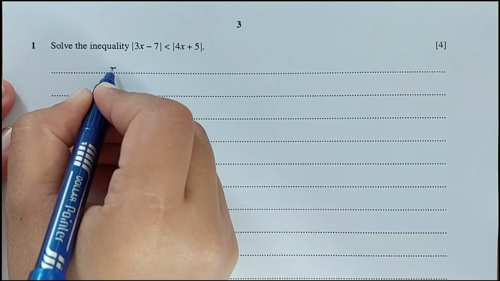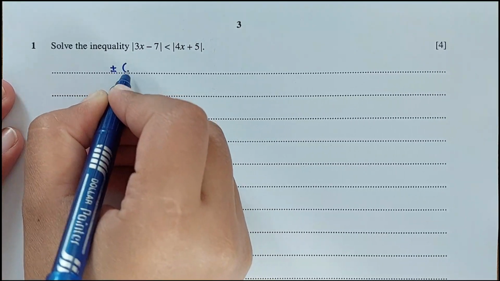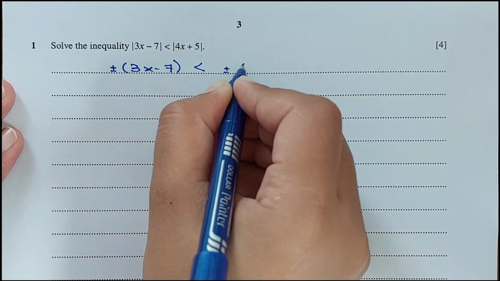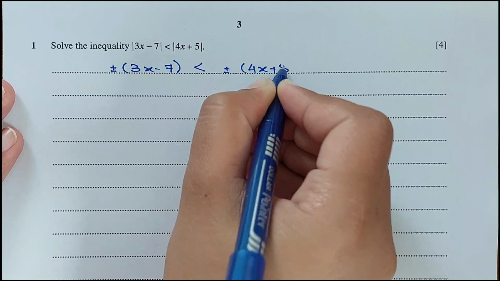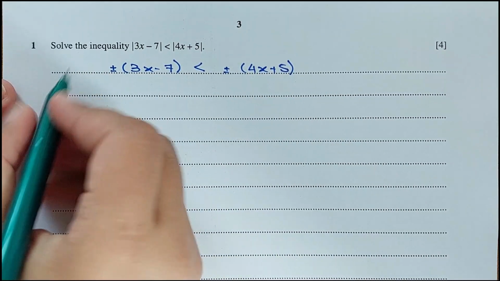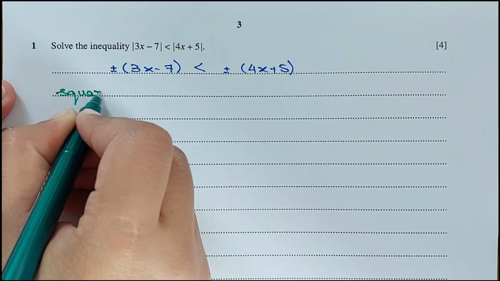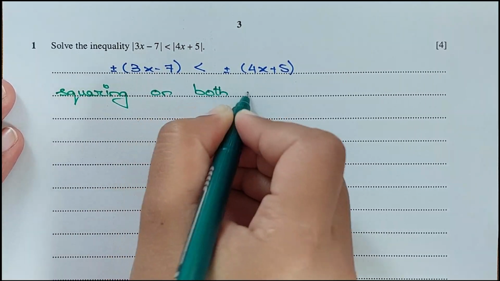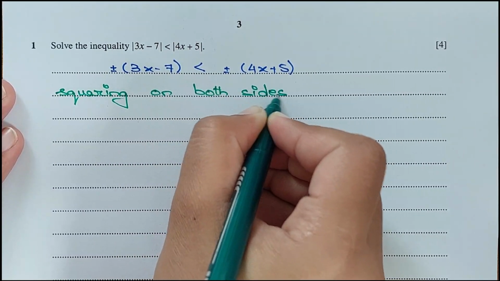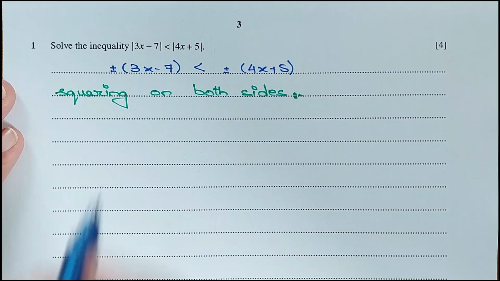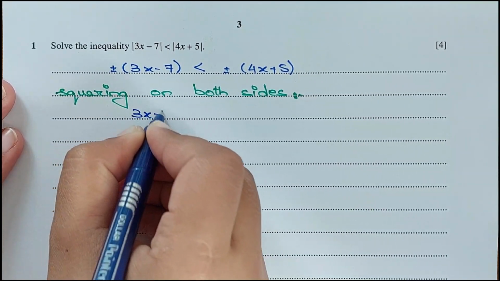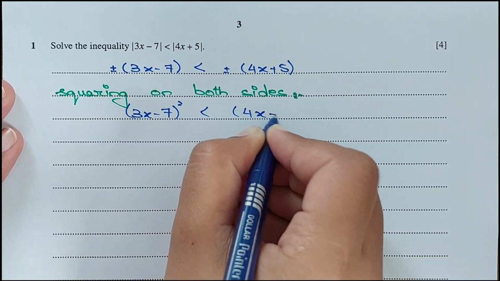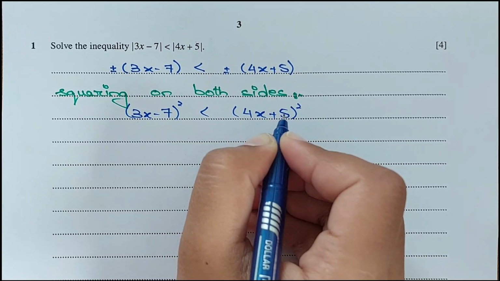So the inequality with the absolute functions is |3x - 7| < |4x + 5|. In order to get rid of the modulus, we square both sides. So we have (3x - 7)² < (4x + 5)². Let me open the squares.